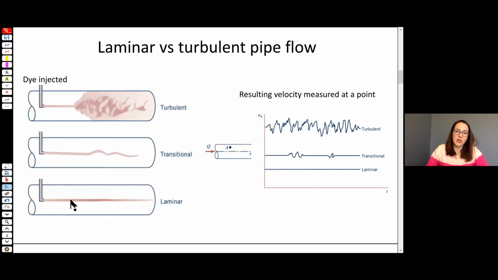Now starting to look conceptually at the difference between laminar and turbulent flow in a pipe. If you imagine you've got a pipe here and you've got flow from left to right, and you stick a needle in and inject dye right at the center line. If you've got laminar flow, it's generally slower flow. And what happens to the dye is it just makes a nice, neat, tidy, straight line as it advects down the axis of the pipe.